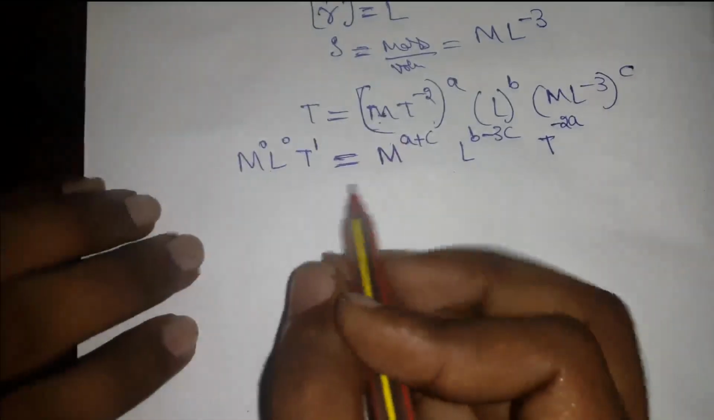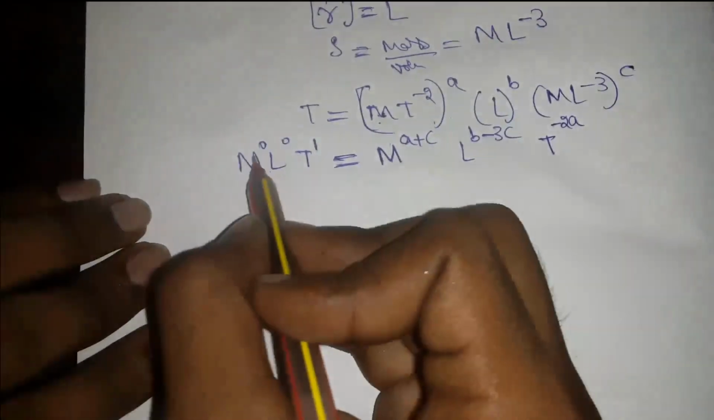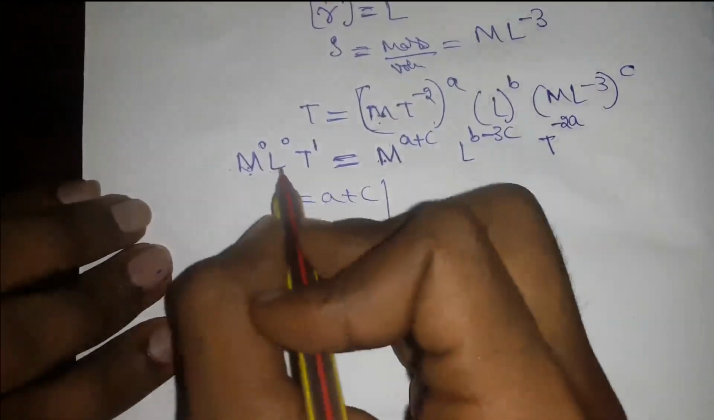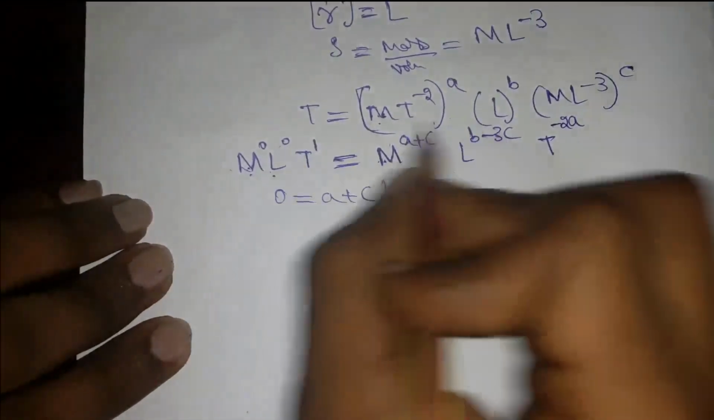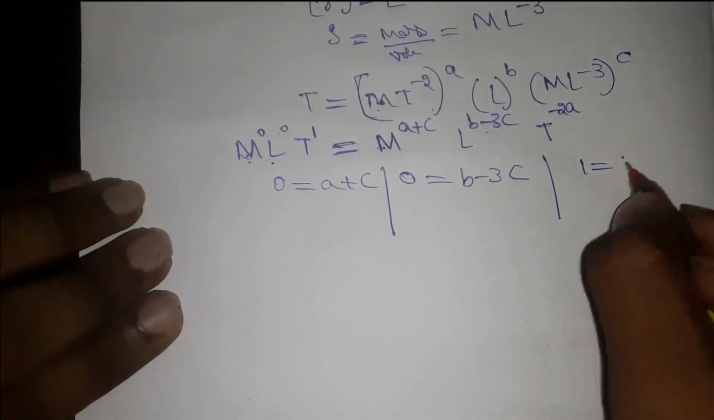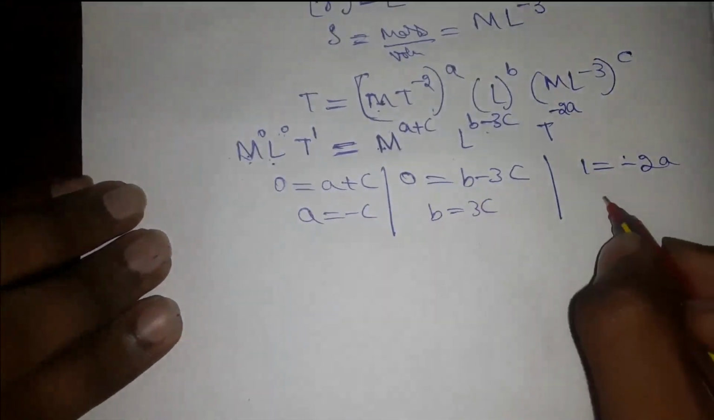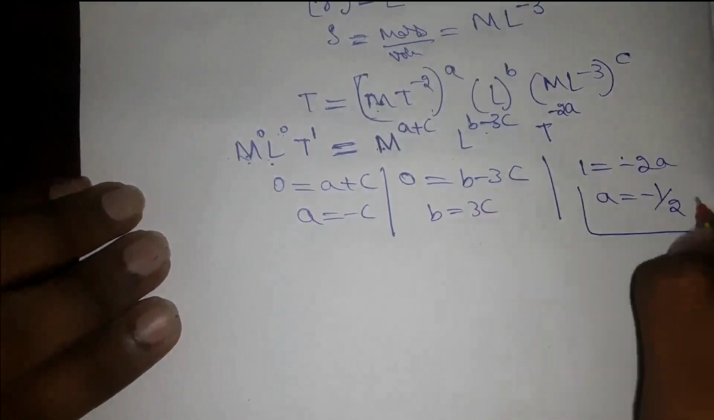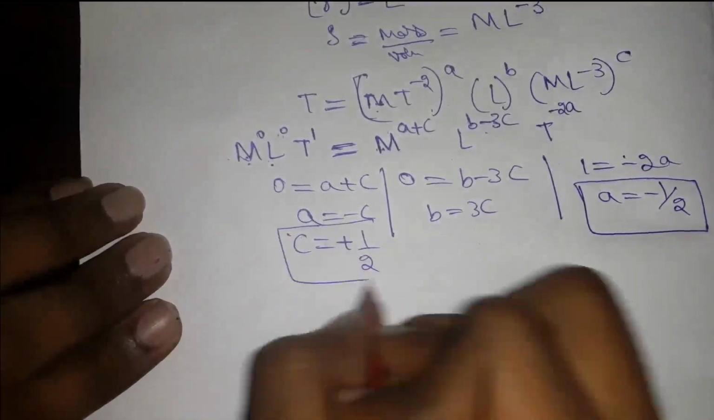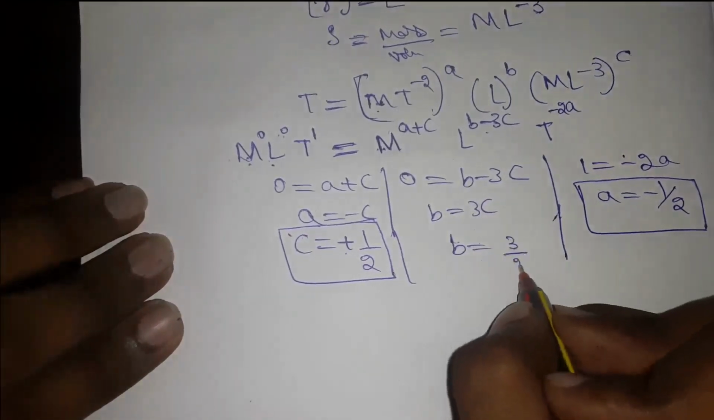Let's continue solving it. Compare the powers of the bases. For M we get 0 equals A plus C. For L we get 0 equals B minus 3C. For T it is 1 equals minus 2A. When we solve it, we get A equals minus 1 by 2, so we got the value of A. We can substitute it here to get the value of C, and substitute the value of C here to get the value of B, which is 3 by 2.